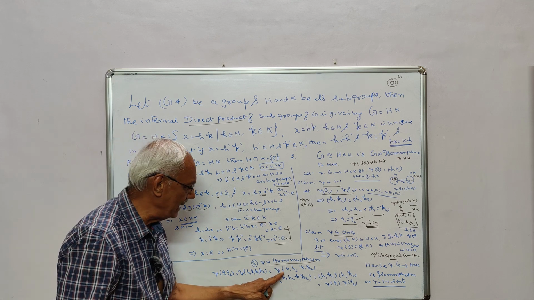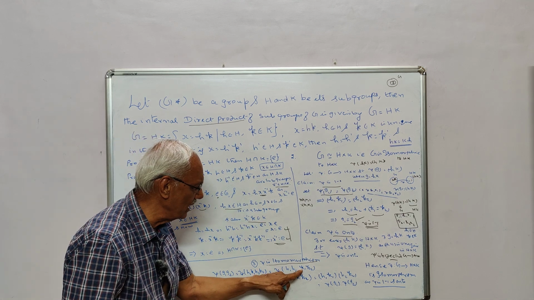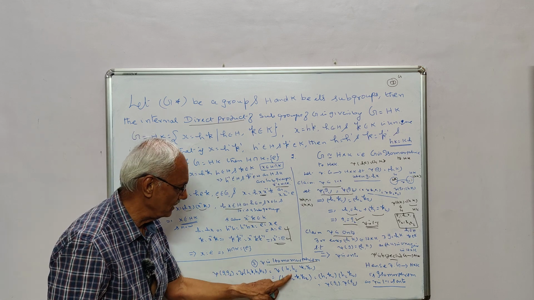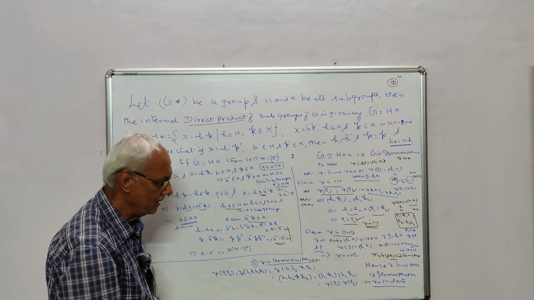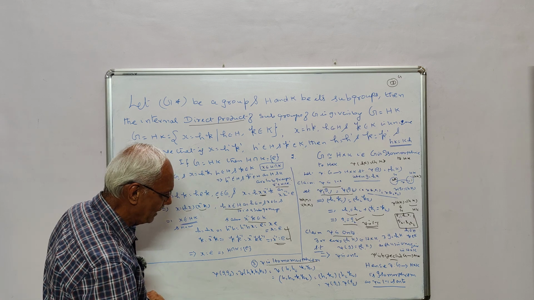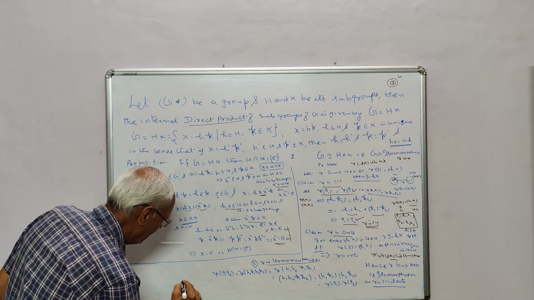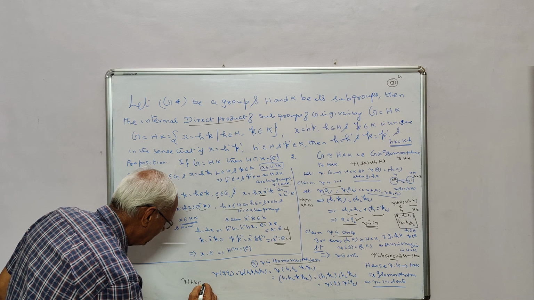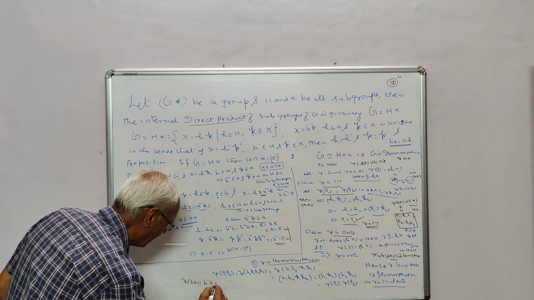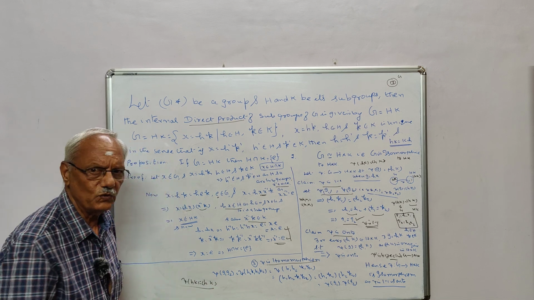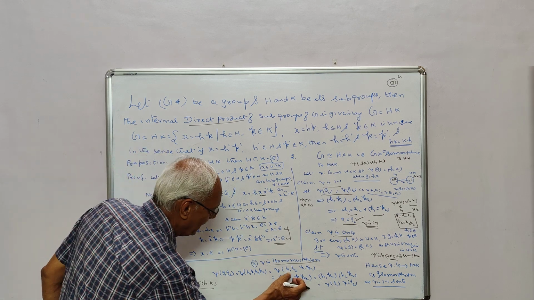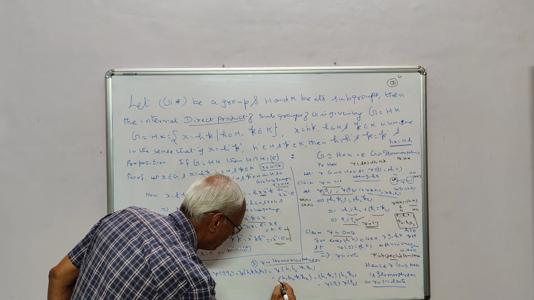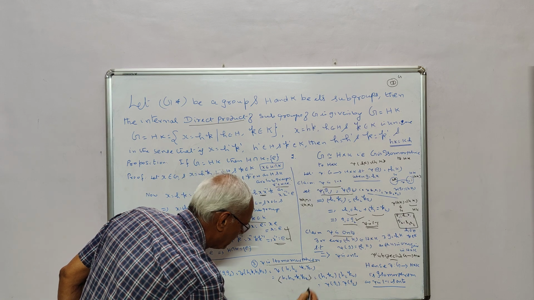But Xi of H1 H2 K1 K2 is nothing but what? That is how we define the mapping: Xi of HK is equal to the ordered pair (H, K). Therefore, this is nothing but (H1 H2, K1 K2), and I will put it in a bracket like this.